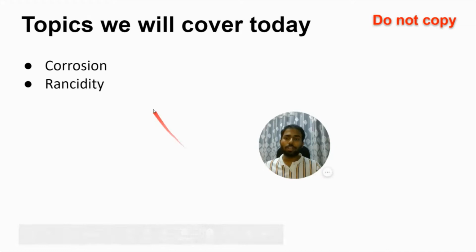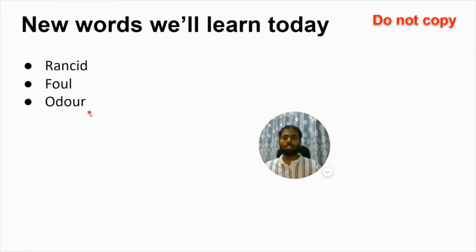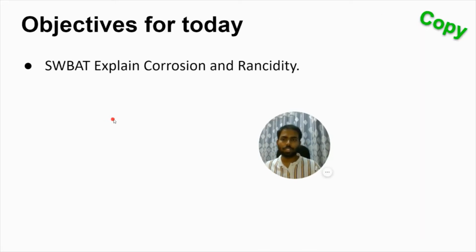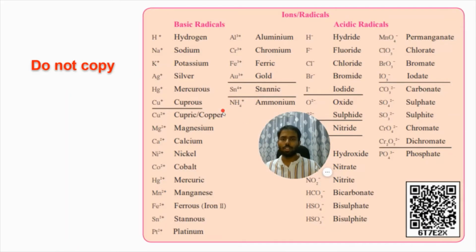The topics we are going to cover today, first is corrosion and the second one is rancidity. Okay, corrosion and rancidity. The new words we are going to learn today are rancid, foul and odor. Okay, rancid, foul and odor. The objective for today is that students will be able to explain corrosion and rancidity. You should be able to explain both of these terms.